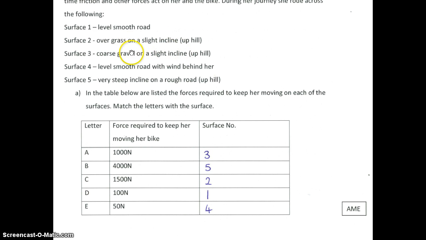One's over grass, one's over gravel, depending on the length of the grass, but in this instance I've said that grass is going to be slightly harder to ride over than gravel. And the largest force, 4,000 newtons, that's going to be when you have a very steep incline, because you've got gravity working against you. So we accepted these the other way around, 2 and 3. You could have had 2 here and 3 here, and we accepted that, that's fine.